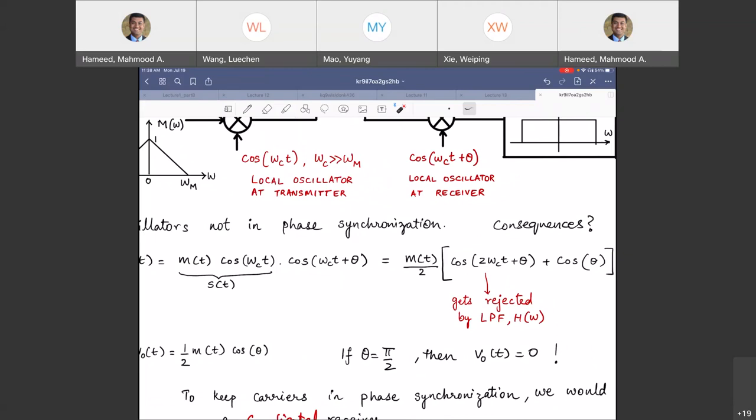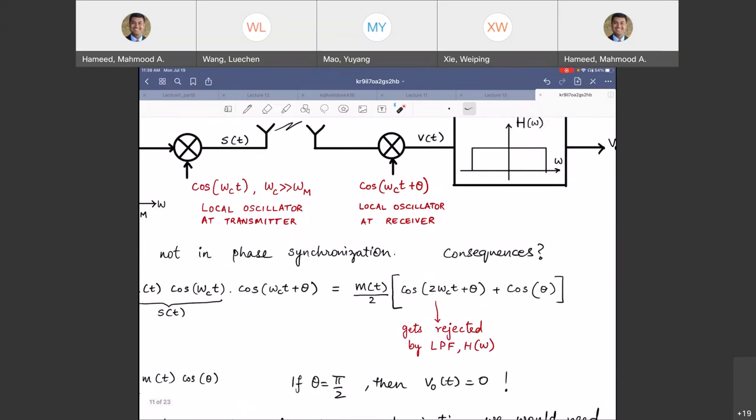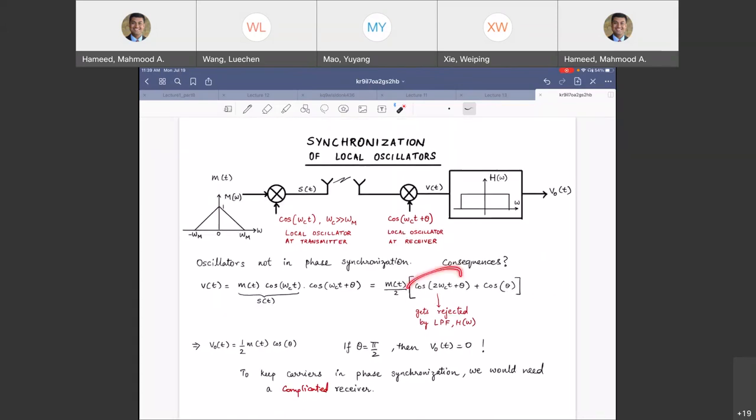Amplitude scales by half, so you get half cosine sum and cosine difference. The cosine sum frequencies term will be at 2 omega c t plus theta. No problem, we can eliminate that using H of omega because the frequency is at 2 omega c. But this cosine theta term will go through, right? That is at baseband. That will be in the message. So you can reject one term with the low pass filter, but not this.